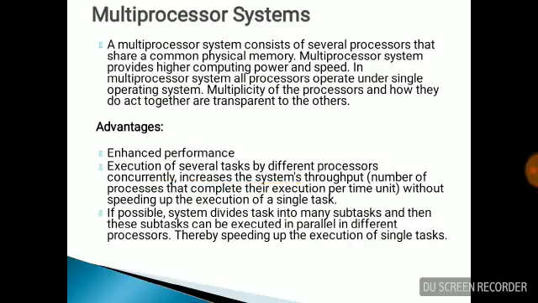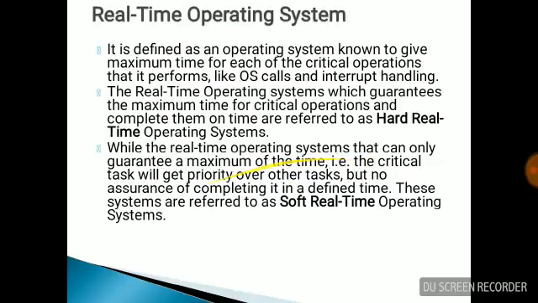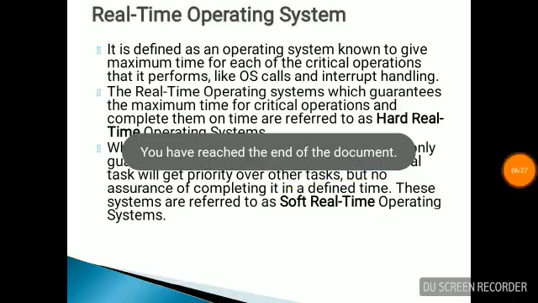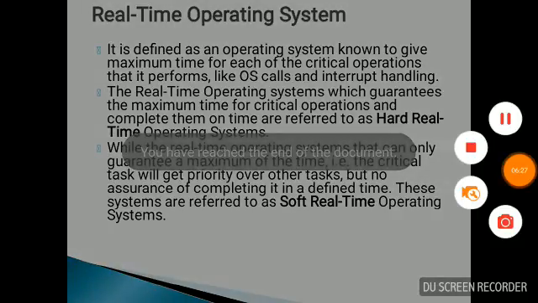In a hard real-time operating system, first we prioritize a critical task, and we can assure that the particular important task must be completed in its given scheduled time, that is, on time. In a soft real-time operating system, we also work maximum time on the critical tasks only, but we are not giving any assurance whether those tasks are completed on time or not. So this is about the types of operating systems. Thank you very much.